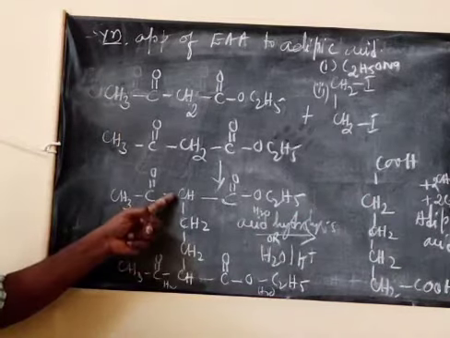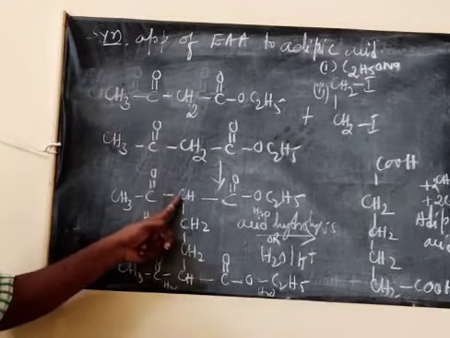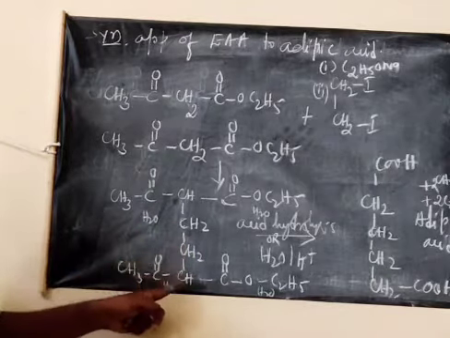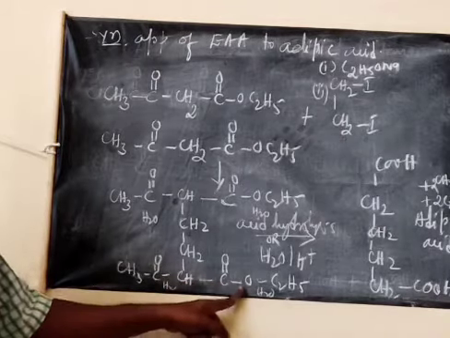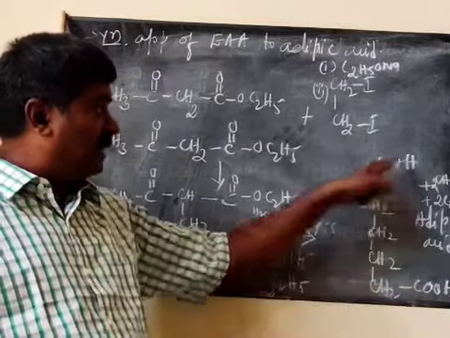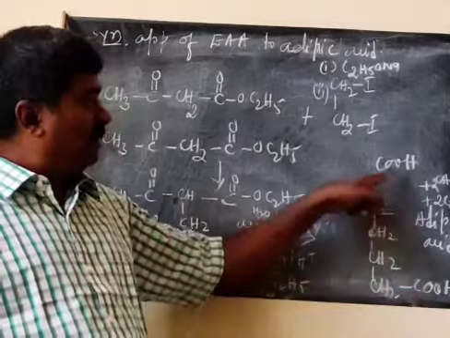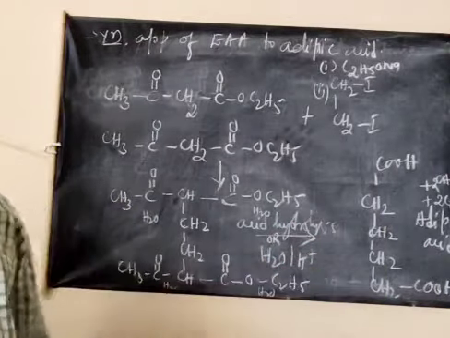You see, a hydrogen atom from water is linked to this CH, CH2, CH2, CH2 and CH2 COOH. So this is called adipic acid, a dicarboxylic acid containing 6 carbon atoms, 2 COOH groups and 4 methylene groups.